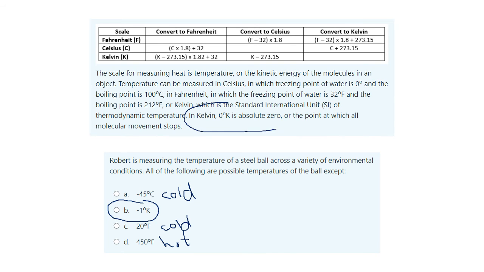In Kelvin, 0 degrees is absolute zero. Absolute means there is nothing less. So absolute zero, where all motion stops, there is nothing below this temperature. -1 does not exist.